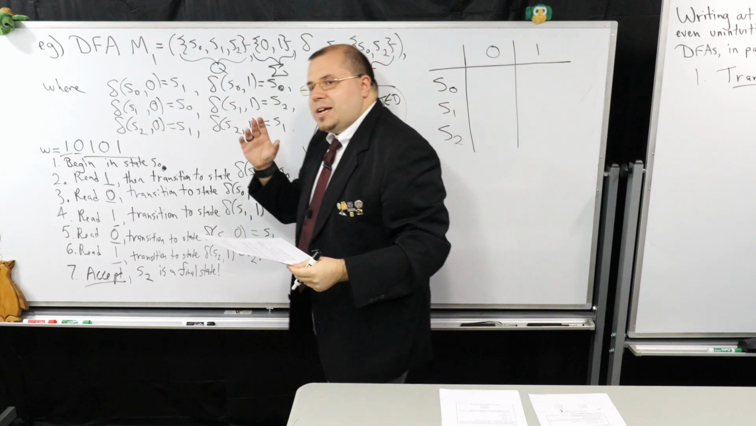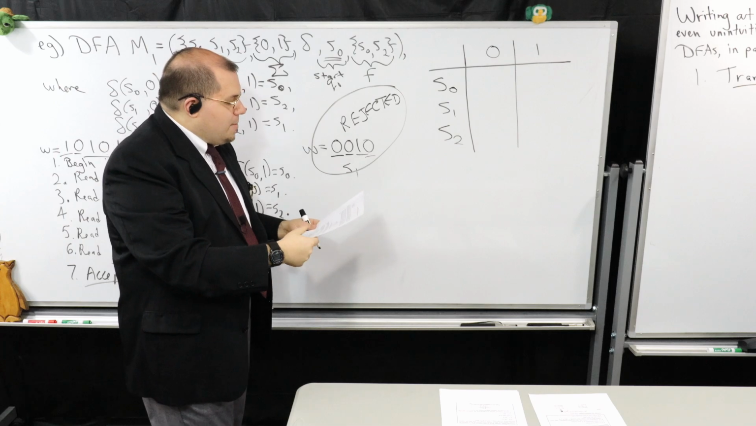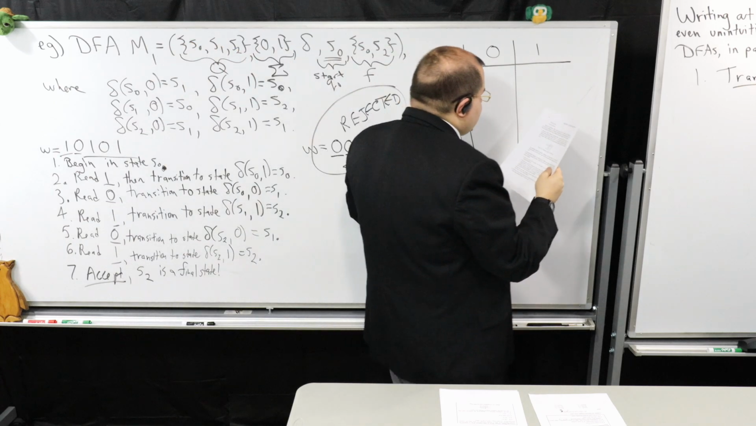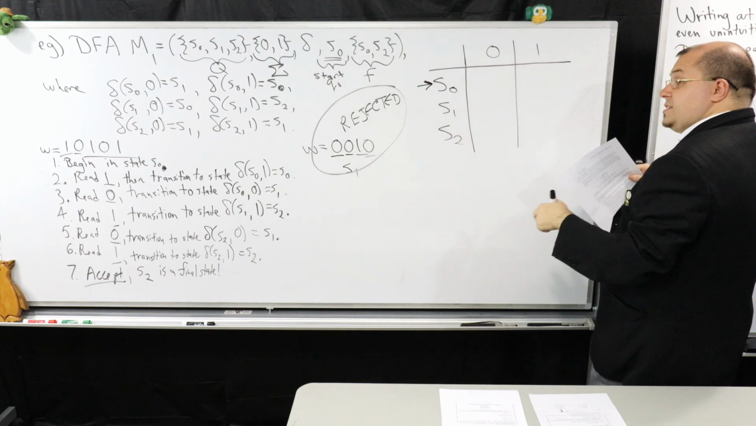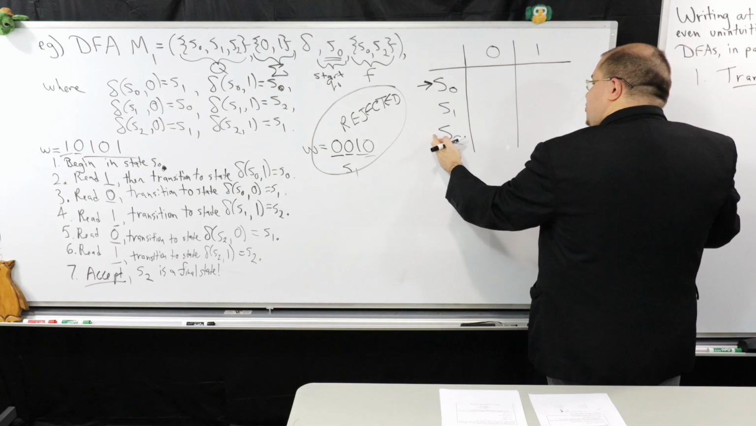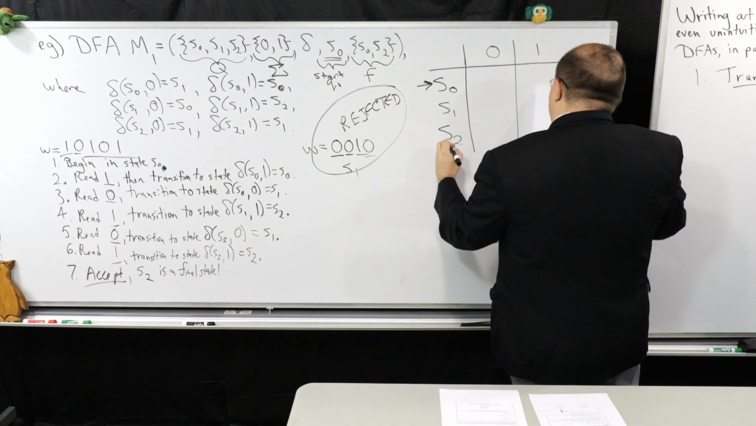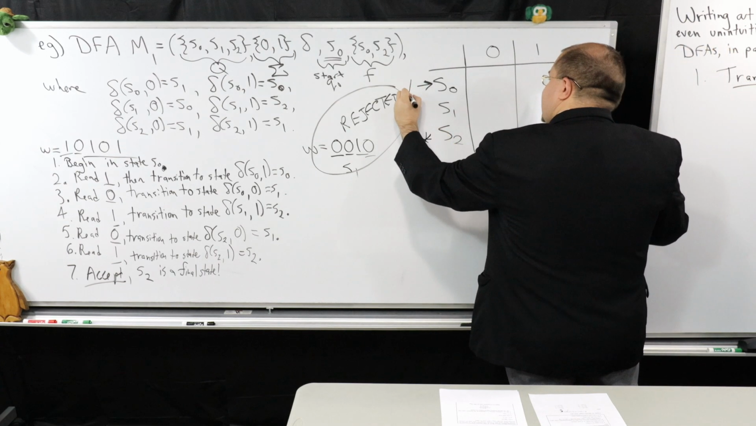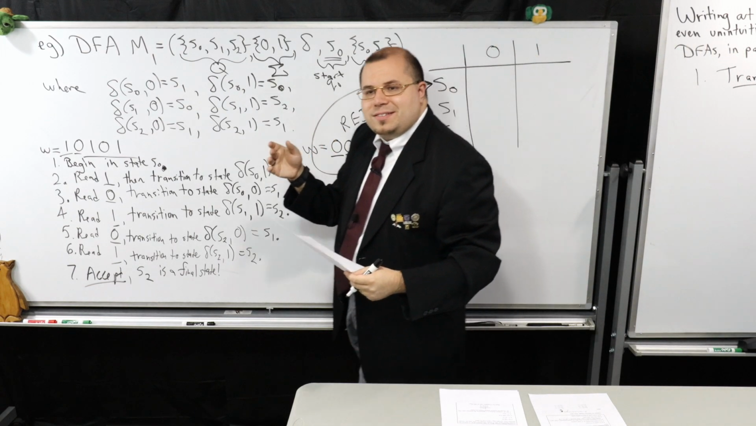And because I want to make sure I have all the information I'm going to need, I'm going to indicate the starting state using an arrow. So for example, if S2 was the starting state, I would draw an arrow right here. For final states, I'll indicate these with an asterisk like this. So remember, S2 and S0 are final states.